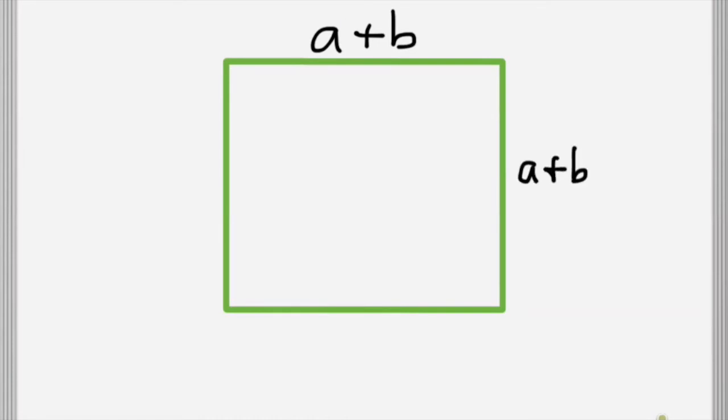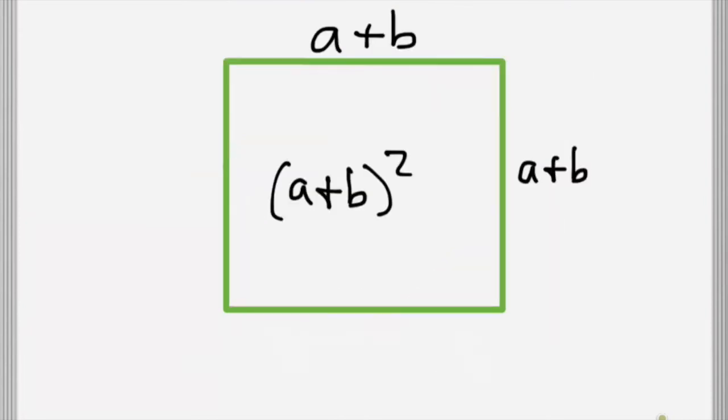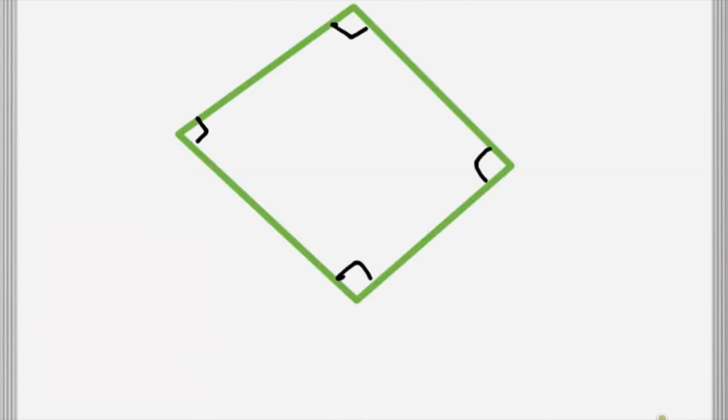So what would be the area? The area would be, or pretty much, A plus B squared, right? Understood? Okay, now let's look at the second part, this inside square. So we have the outer sides are all C, right? So that means the inside is C squared, correct?